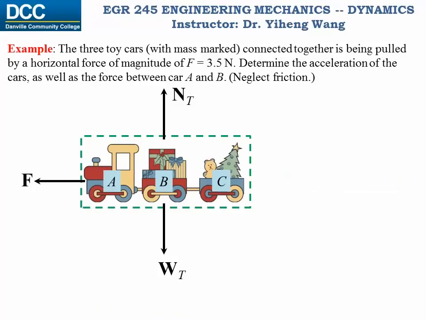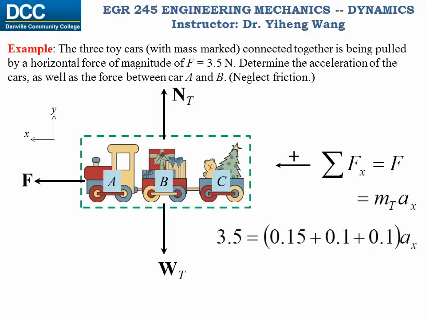Now, before we write the equation of motion, we need to set up our coordinate system. We choose the positive x direction to be conveniently pointing to the left. Therefore, the resultant force along the positive x direction, which is simply the applied force 3.5 Newton, equals the total mass times the acceleration along the x direction. We substitute in all the numbers, and we can calculate ax to be 10 meters per second squared, also pointing to the left. And this is the answer to the first part of this problem.